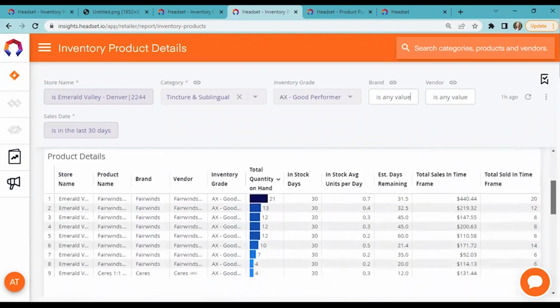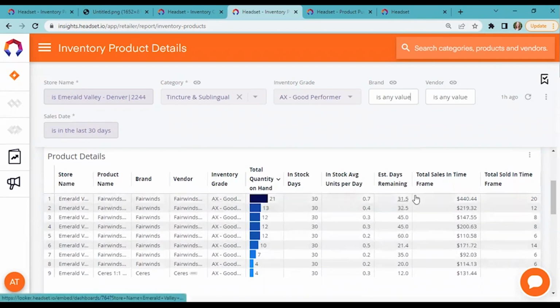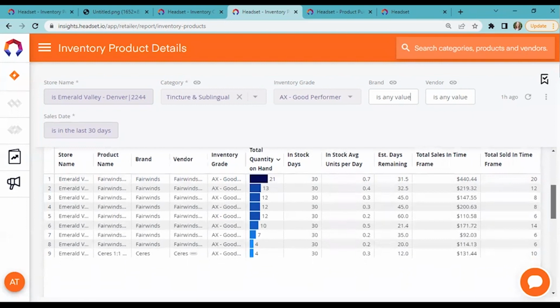And then down below you have a product details table: how much quantity you have on hand of each of these products, average units per day, and how many days you have remaining. This is something you could cross-check with our reorder report, so that if you're running low on some of these good performers, hopefully they're showing up on your reorder report so you can get them back in stock and they can keep doing work for you.